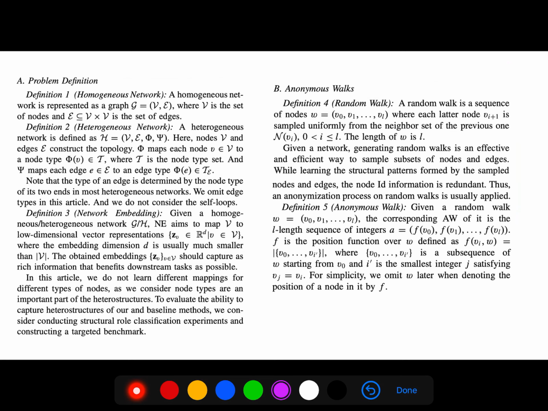So the problem is a heterogeneous network, which is defined as this, where nodes V and edges construct the topology. Phi maps each node to a node type, and psi maps each edge to an edge type. So we have node types and edge types. They are not homogeneous, they are heterogeneous because there is more than one node type or more than one edge type.